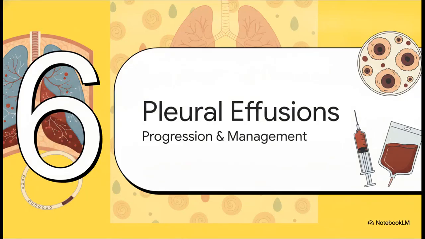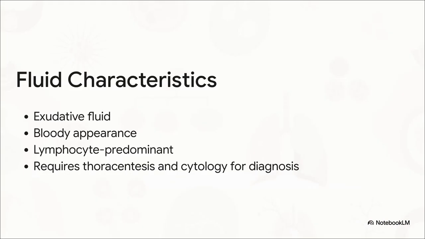Finally, Section 6, Malignant Pleural Effusions. Whenever you have a new, unexplained effusion, you have to investigate. If the fluid analysis comes back exudative, bloody, or lymphocyte predominant, that strongly suggests cancer, tuberculosis, or a fungal disease. If you have a patient with known or suspected lung malignancy, getting a thoracentesis with fluid cytology is your immediate next best step to lock in that diagnosis.